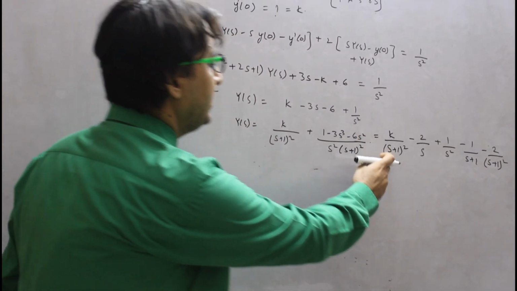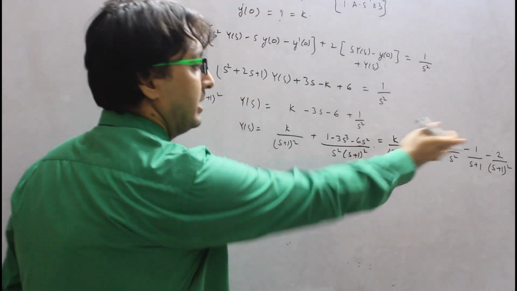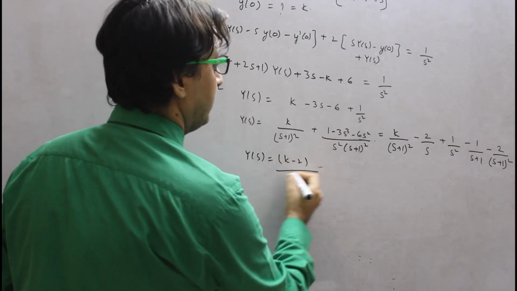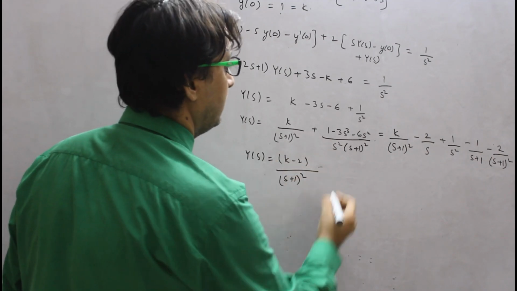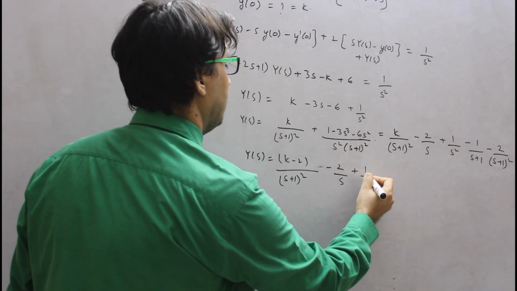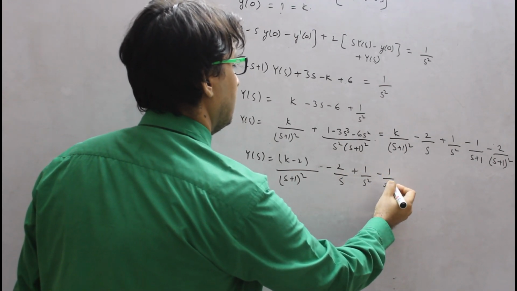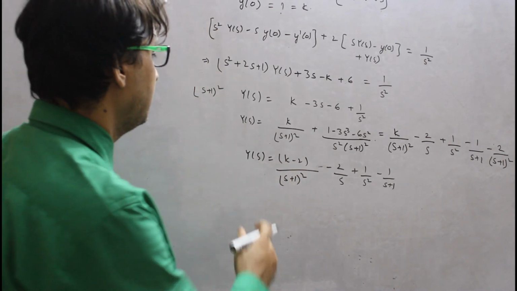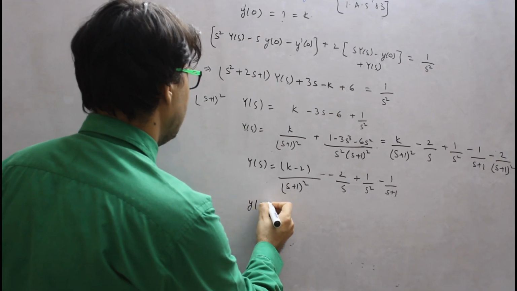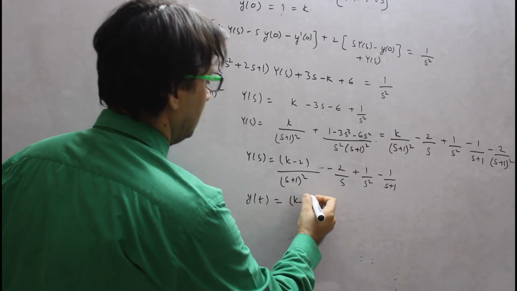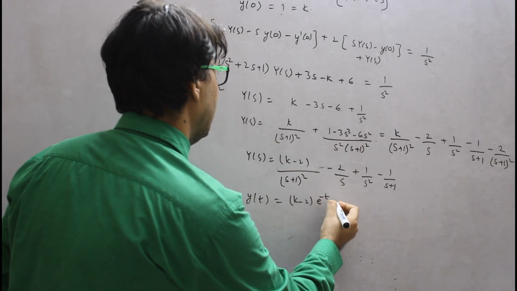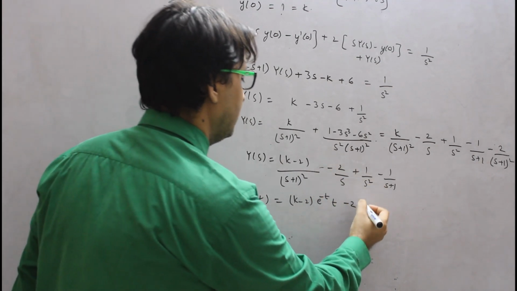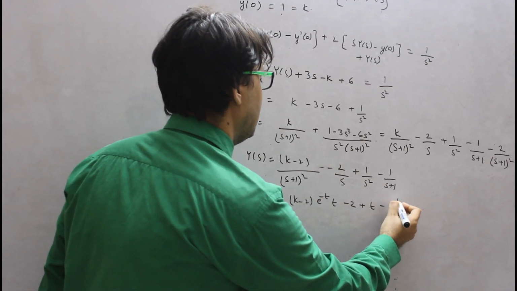You see here, this term and this term are the same, so you can club them together, and we can write Y of S as K minus 2 divided by S plus 1 whole square minus of 2S plus 1 by S square minus of this thing. Now we can invoke the inverse Laplace transform. When we do it, what will it become? Y of t is equal to K minus 2. This is shifting, so e to the power minus t, and this is t. This is 2, this is the Laplace inverse of 1 by S, and this one is t, this one is how much? E to the power minus t.